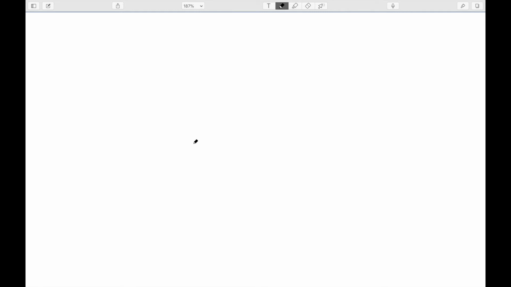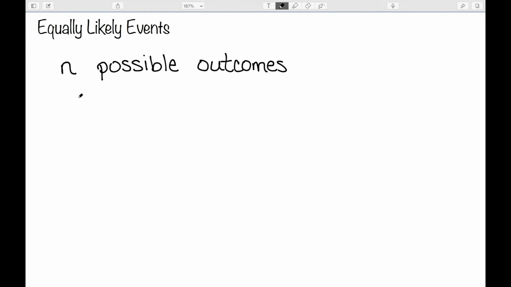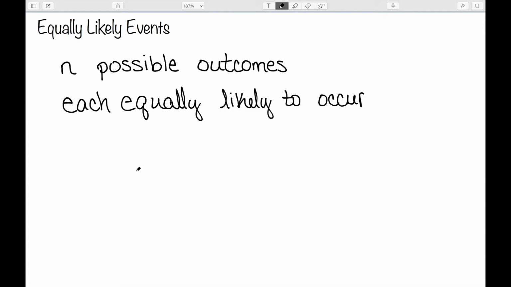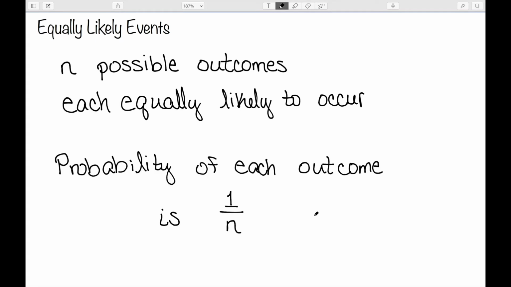In this video, I want to talk about the basics of probability. I want to start with the idea of equally likely events. Let's suppose we have a total of n possible outcomes that could happen in the thing that we're looking at. And let's suppose these n different things are each equally likely to occur. Then they would be equally likely events. In this case, the probability of each outcome would be 1 over n.